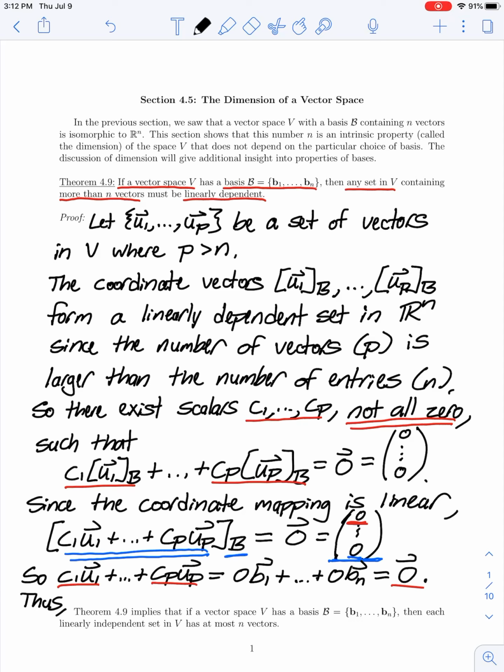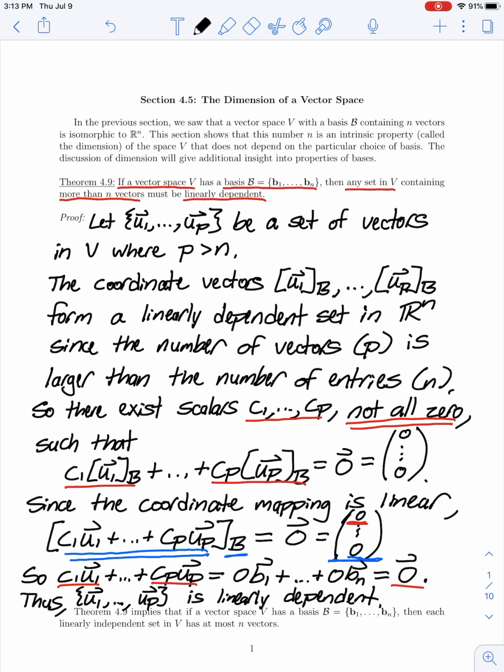So we can say these vectors, or the set of vectors U1 through UP, is linearly dependent. So that's what we wanted to establish, is any set of vectors where there are more vectors than the number of vectors in a basis for that space must be a linearly dependent set.